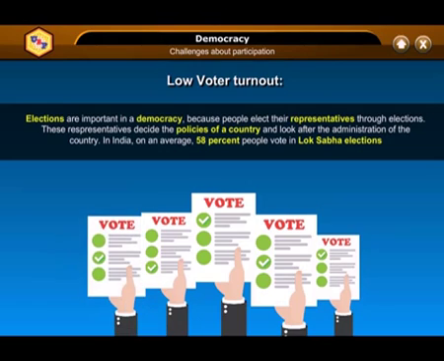Low voter turnout. Elections are important in a democracy because people elect their representatives through elections. These representatives decide the policies of a country and look after the administration of the country. In India, an average of 58% of people vote in Lok Sabha elections.